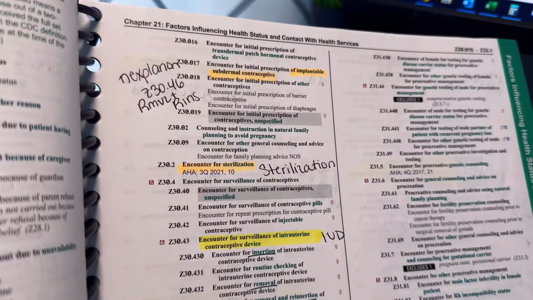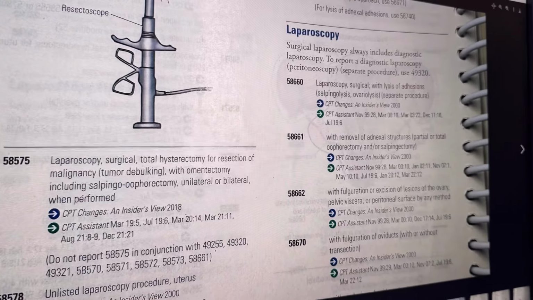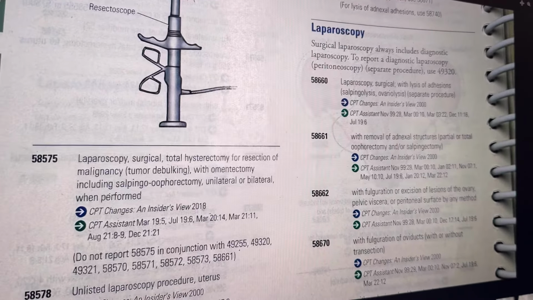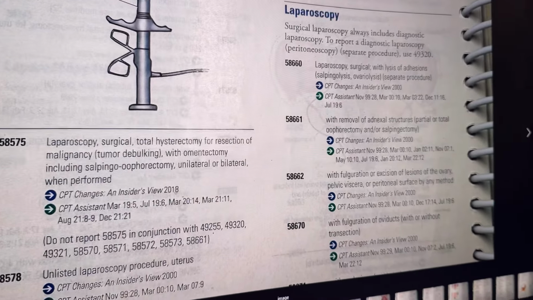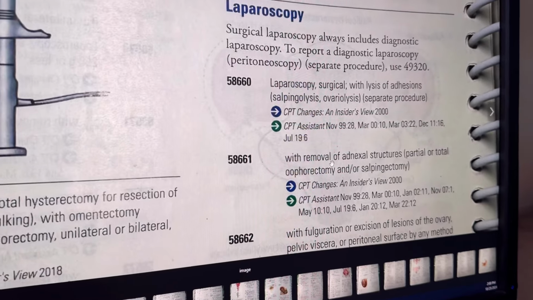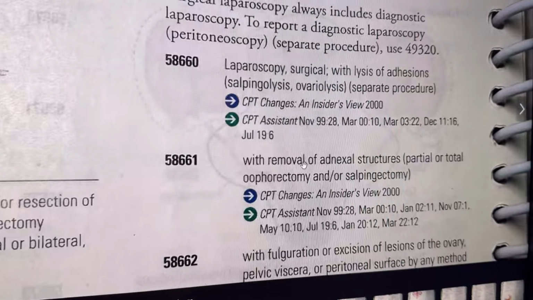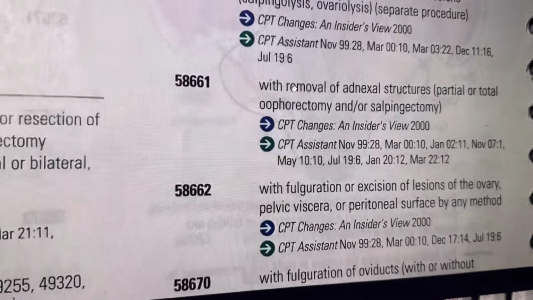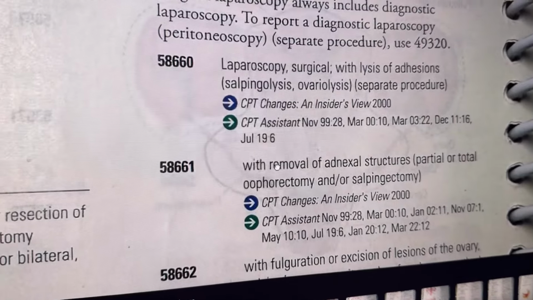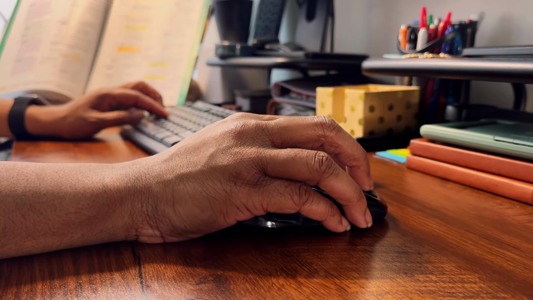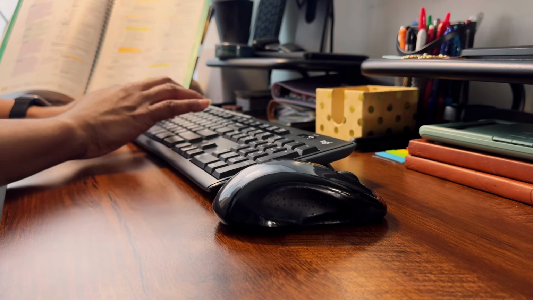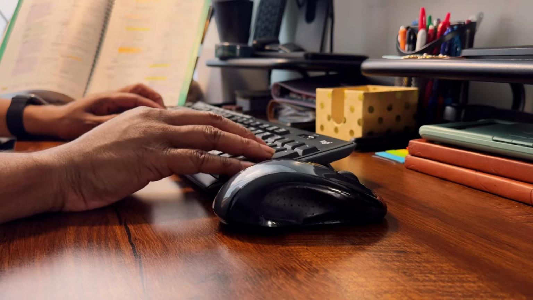And then here is just an example of what it would look like in your CPT book. If you're looking at 58661, it's going to be this description here. So I took pictures of my CPT book and then I put them on my computer so that way I don't have to have two books on my desk at once.